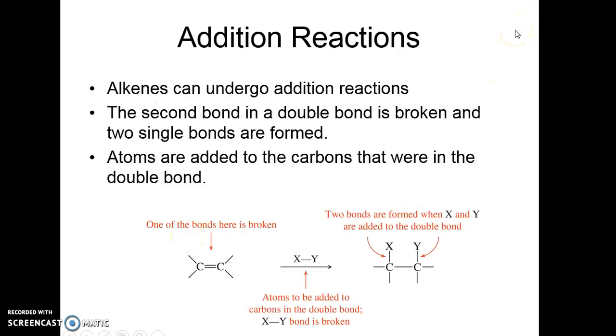The other type of reaction we have are called addition reactions. In an addition reaction, a double bond undergoes a reaction. Here is a double bond between two carbons. What we are going to do is take a molecule. Now X may be more than one atom, or Y might be more than one atom, but we're going to take a molecule. We're going to cut the bond here. When we cut the bond here, X goes on one carbon, Y goes on the other. And so we add a molecule across the double bond. This is called an addition reaction.